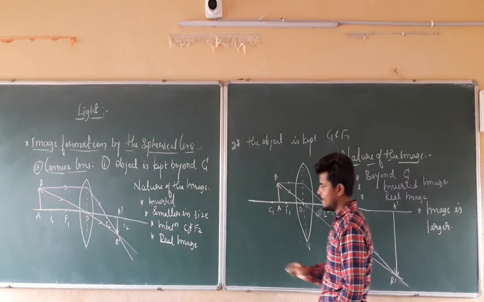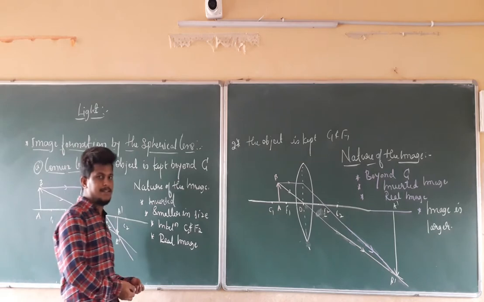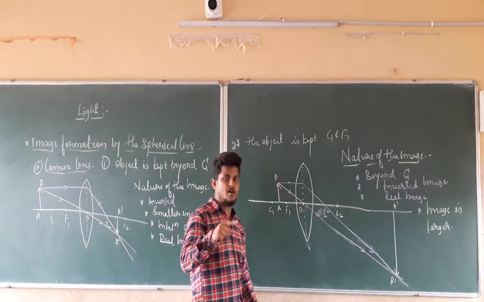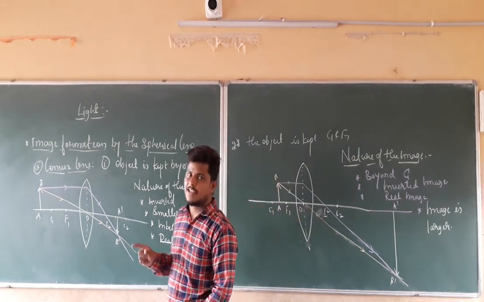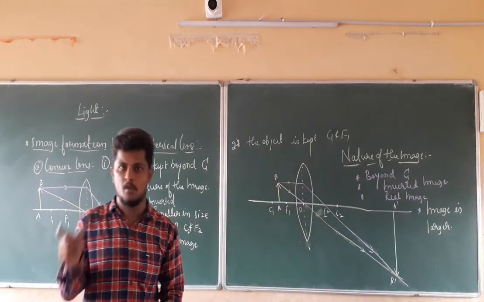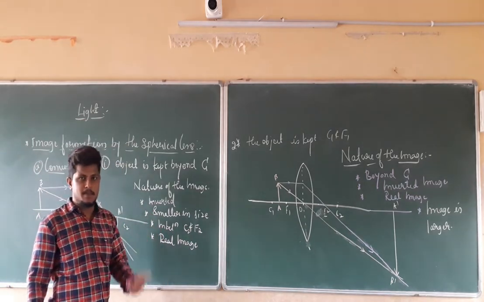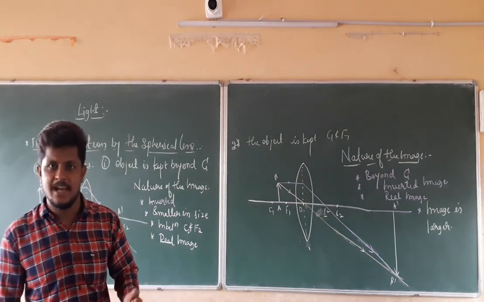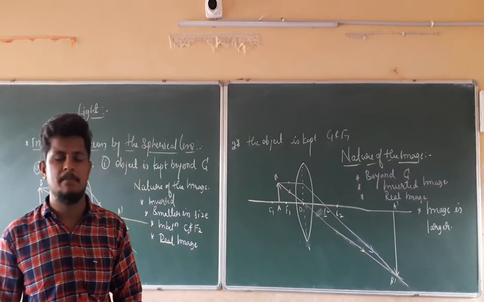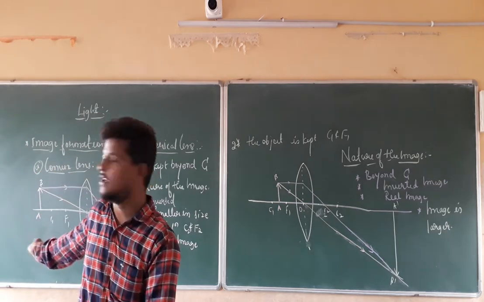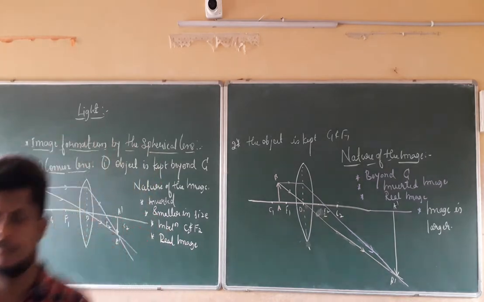In two cases we came to a conclusion. When the object is kept in between C and F, the image is going to form beyond C, and it will be inverted, and it will be a real image, and the size of the image will be larger than the size of the object. But when we keep the object beyond C, the image formed will be in between C and F in case of a convex lens, and the image will be real, and inverted. In the same manner, the size of the image will be smaller than the size of the object. So in this way you have to remember, right?